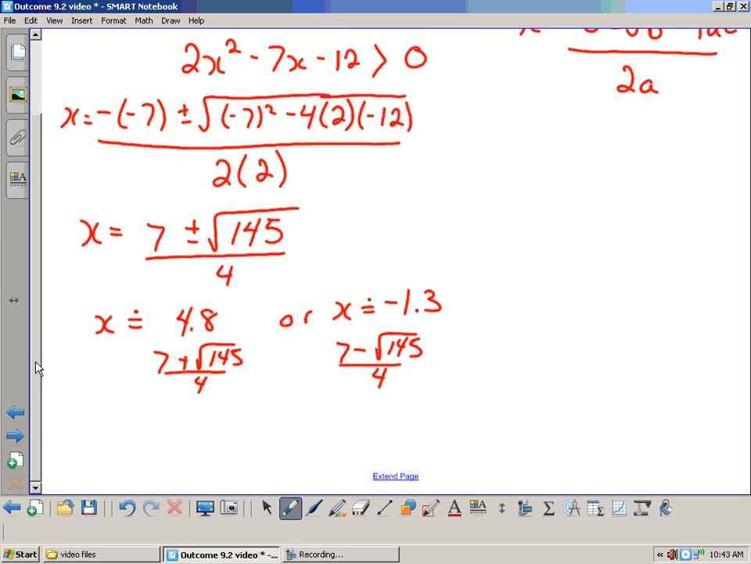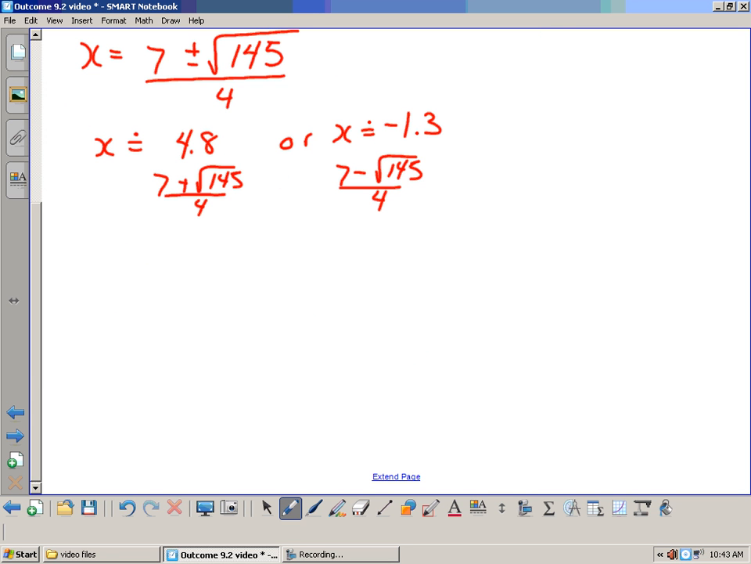Now we can do our test points again, or we could use the sign analysis. Using our test points, our number line, the values that we're going to put in here are our decimal ones. So we have one spot at negative 1.3 and one at 4.8. Now, I should have made those open circles because our inequality does not include an equal sign. So at negative 1.3, I should have an open circle, and at 4.8, I should have an open circle. I now want to test values in between each of those sections.